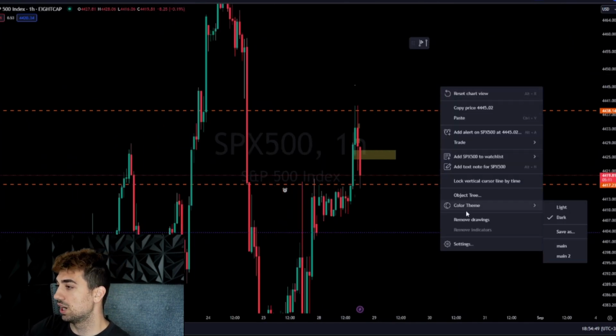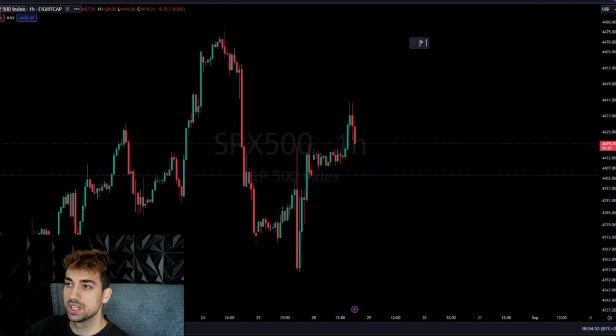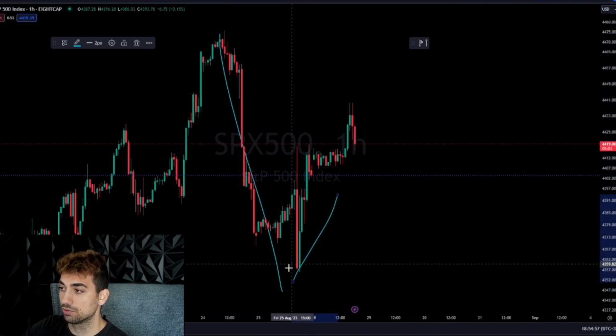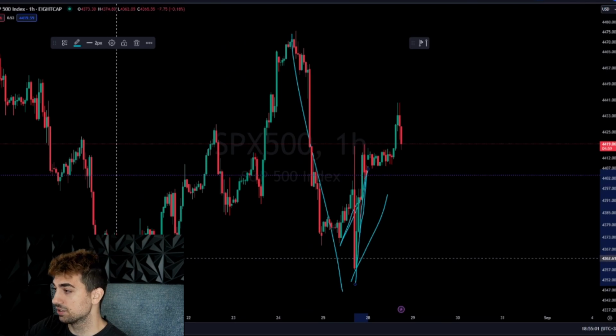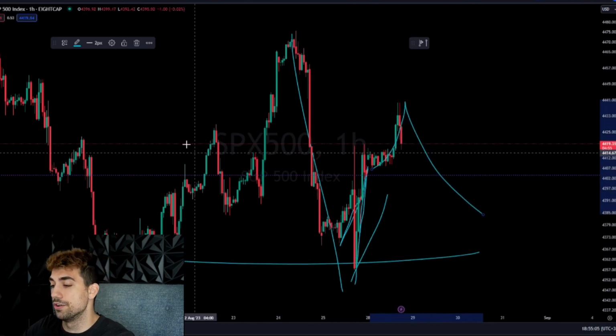So let's first go over why I'm removing all my drawings, and why I was looking at this play. First of all, you can see the SPY on this hourly has been on a pretty big downtrend, and then on Friday we got this move up here. This is a pretty big move up after taking out this liquidity at 4362. So I was expecting a continuation before another short.